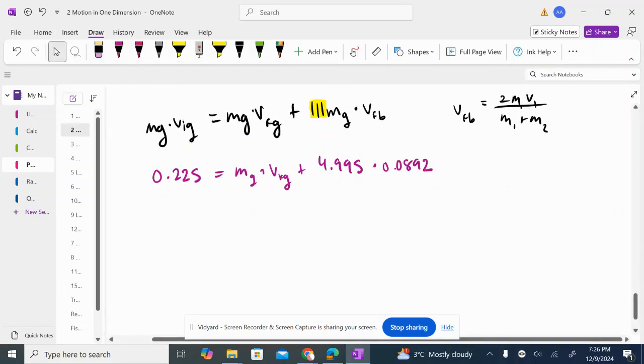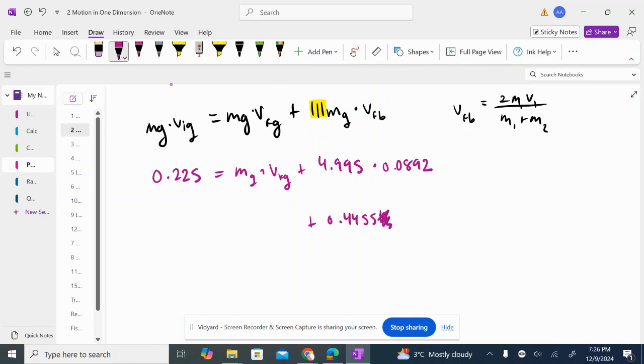So we multiply 4.995 by 0.0892. This is equal to 0.44554. I actually missed a 5, but who cares? Okay, guys, this works one time, it doesn't work the next. That's fine. All right, we add over here 0.045 times VFG is equal to 0.225.